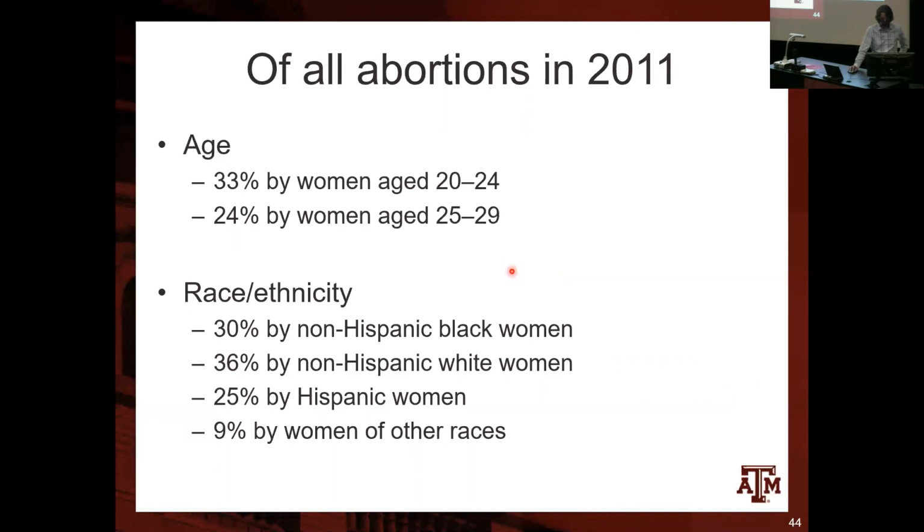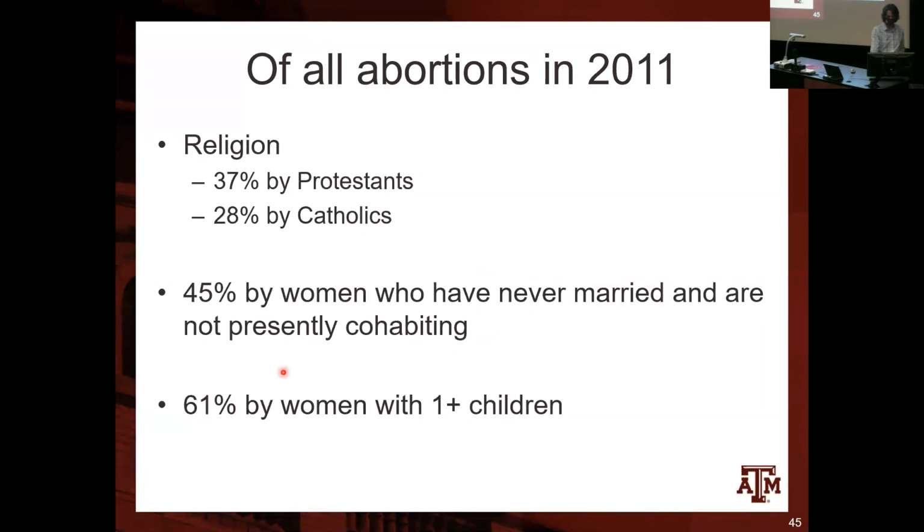And of all abortions, 33% are performed by younger women, and abortions are usually performed more by non-Hispanic white women compared to any other race-ethnicity group. 37% by Protestants, and 28% by Catholics, and 45% by women who have never married or are not presently cohabiting, and 61% by women who already have at least a child, to show that abortion is not because that woman doesn't want to have a child forever, it's just because they already reached the number of children that they have, or they don't want to have another child at that specific moment.